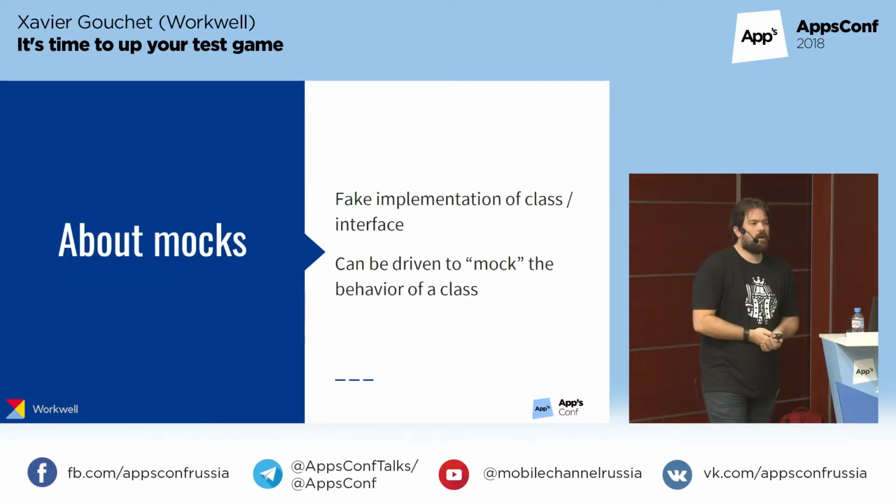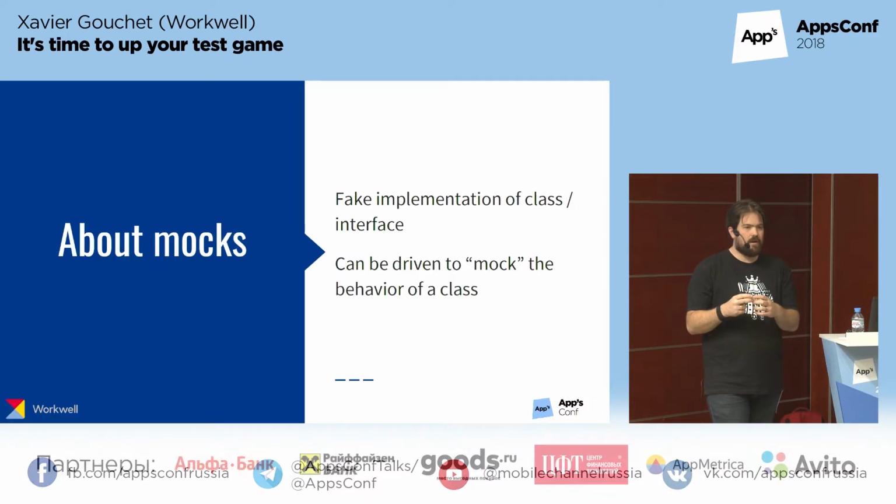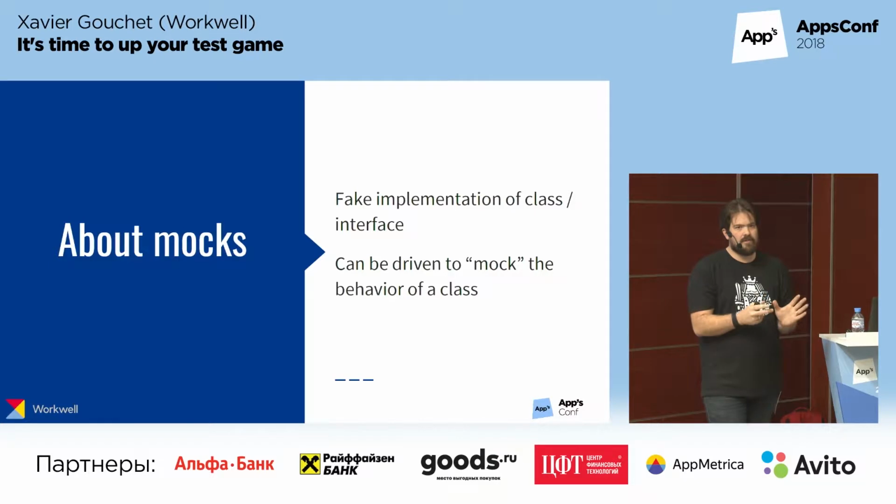Then there are mocks. I didn't cover mocks yet. Basically, mocks are fake implementations of classes or interfaces that can be driven to mimic the behavior of a class. For instance, you need to use a queue inside the feature you're testing. You don't want a concrete implementation of a queue, because it can be a linked queue, a buffered queue, or whatever. So you want something that's just an interface, and that's just going to be driven to be used inside your test.